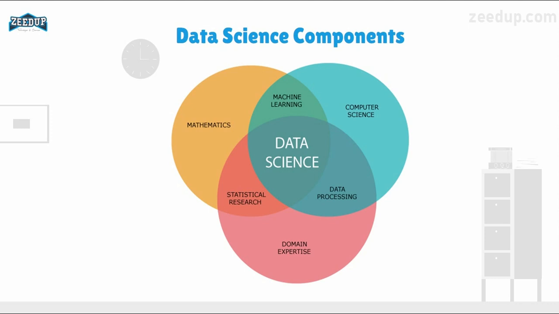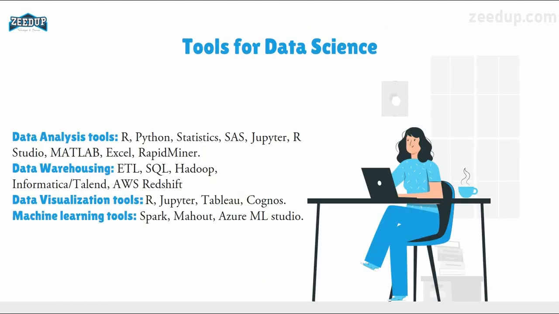Data processing is how you are going to process the data for the end user. Last but not the least, we have some of the tools that would be used for data science. There are different categories of the tools.